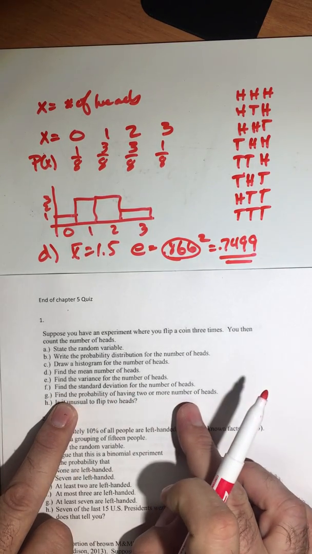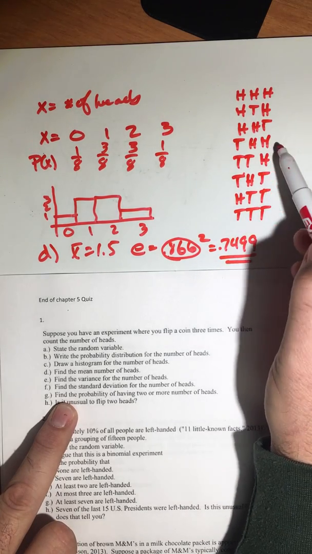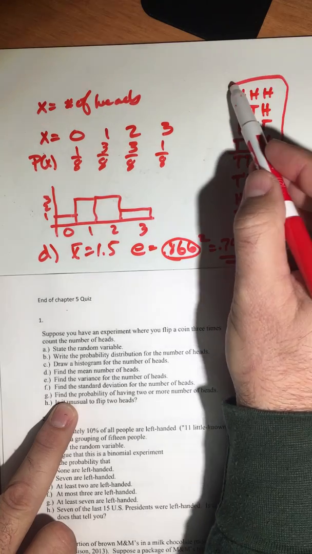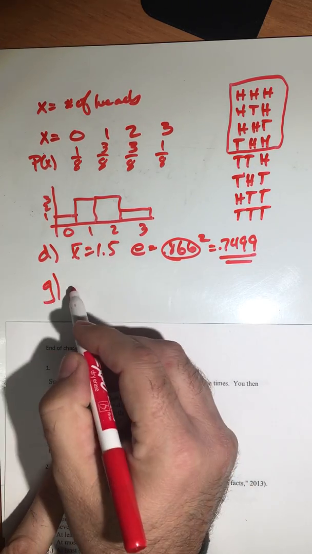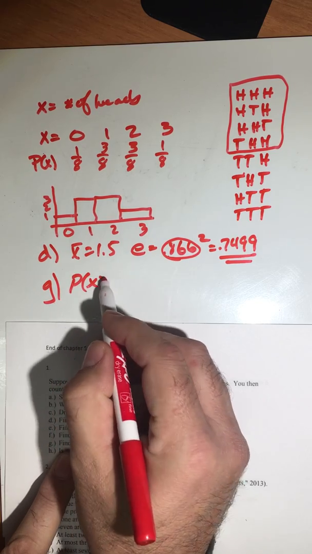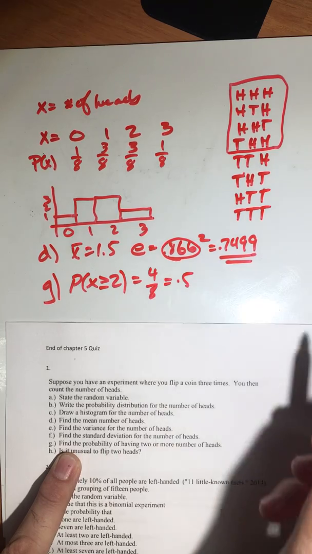Find the probability of having 2 or more heads. Well, 2 or more, that would be these 4. So that's for part G. You'd say probability that x is greater than or equal to 2. That's going to be 4 out of 8, which is a half.